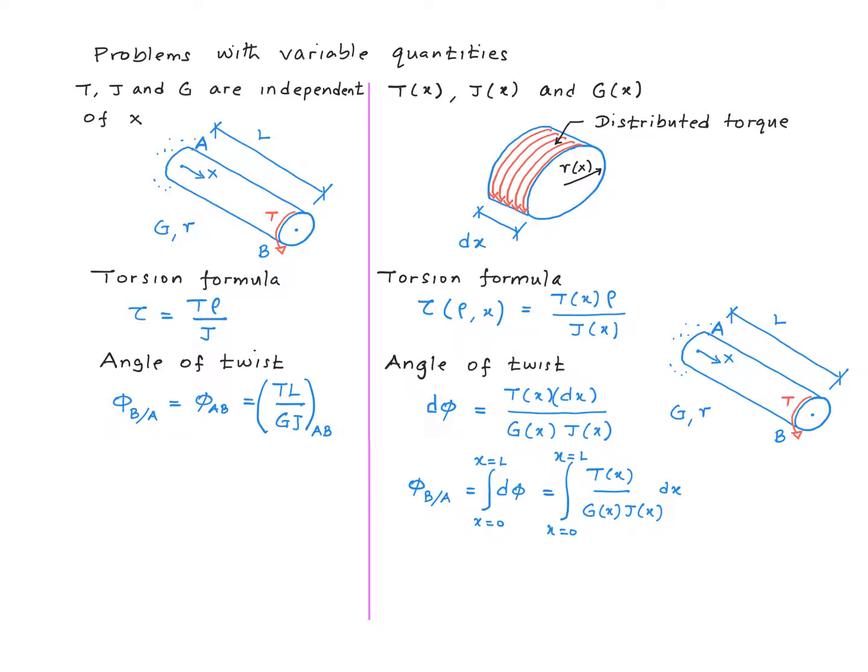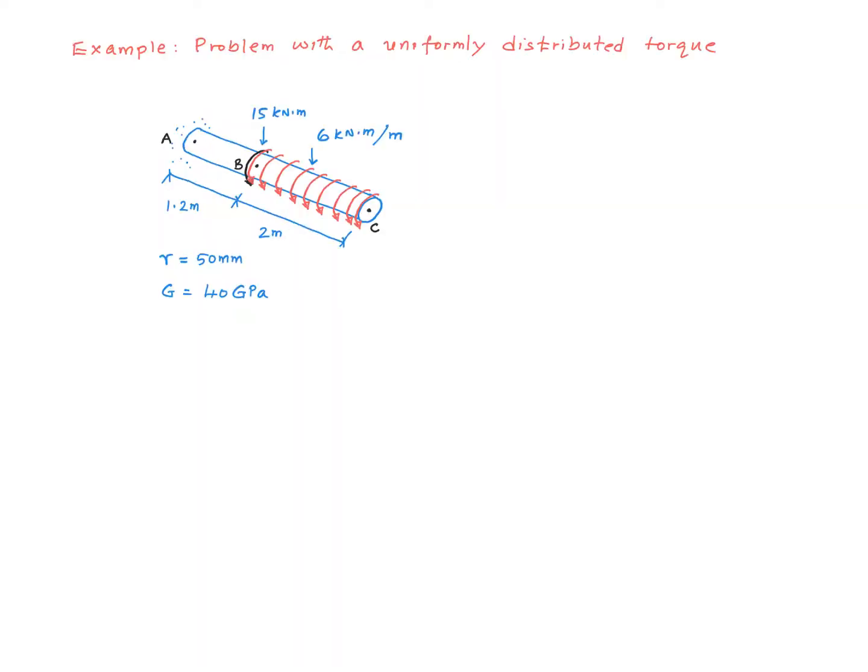So phi of B with respect to A would be the integral of d phi with x going from 0 to L. So in a more explicit manner, we integrate this quantity with respect to x with x going from 0 to L. So you can see that most of the fundamentals are still the same, but we just have to use calculus to find the angular twist of a certain point with respect to another point. Let's do an example to illustrate the use of calculus in solving torsion problems.